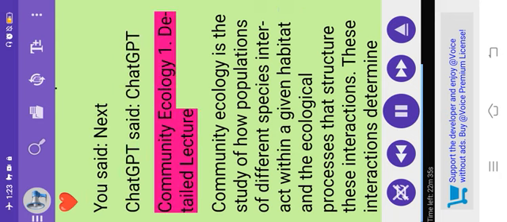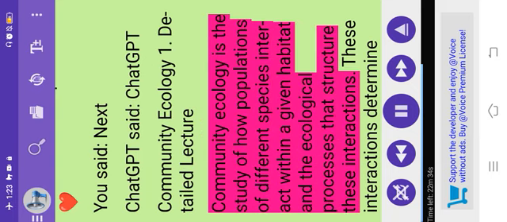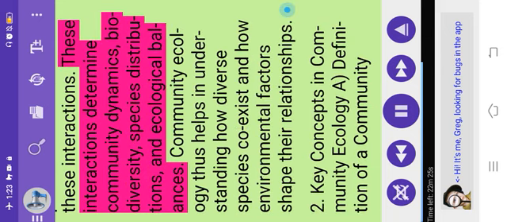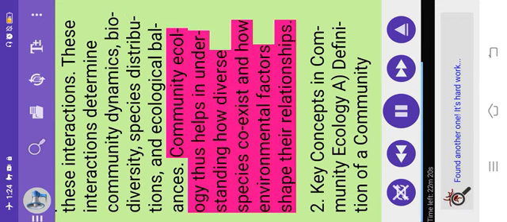Community Ecology 1, detailed lecture. Community ecology is the study of how populations of different species interact within a given habitat and the ecological processes that structure these interactions. These interactions determine community dynamics, biodiversity, species distributions, and ecological balances. Community ecology thus helps in understanding how diverse species coexist and how environmental factors shape their relationships.